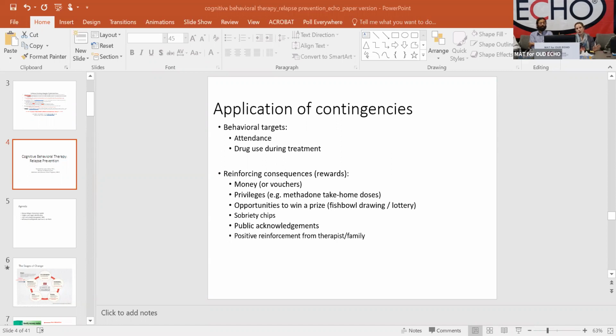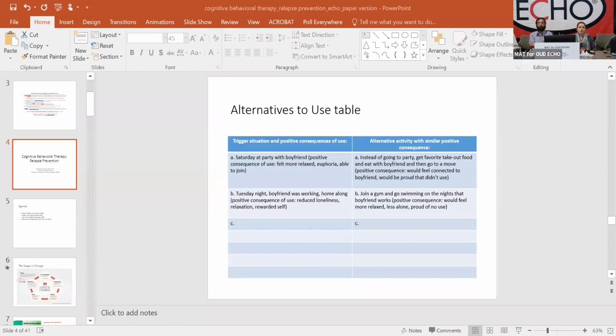And talking to them with their family, how can their family reinforce certain things for them, so that when they show up every day that they don't use, there's something that reinforces that. This is a tool that you can talk with them about to identify things that would be positive reinforcers specific for them. So what might be the situation that would come up, right, that would be a positive consequence, and then what would be an alternative that would elicit a similar positive consequence to use.